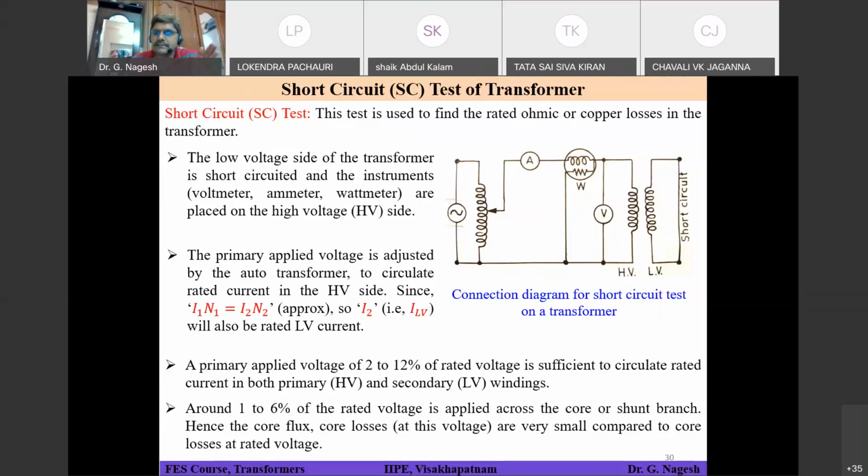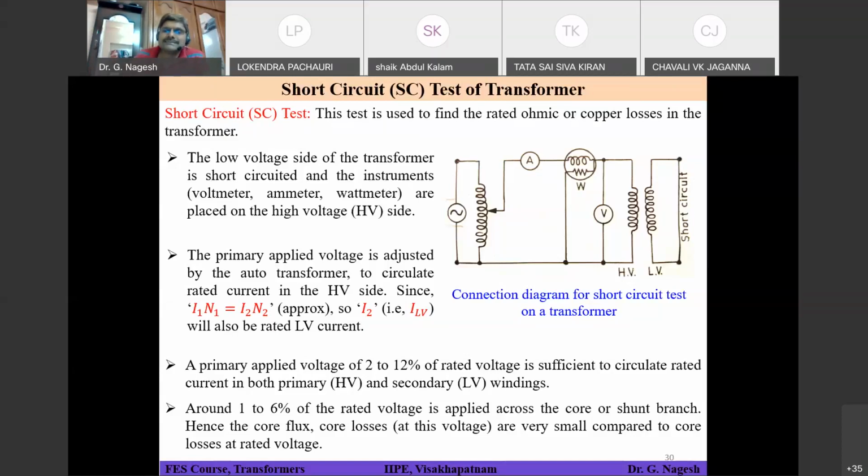What is the rated current on the primary side? 20 kVA is the transformer rating, 100 volts is the primary voltage, the LV side value. So 20 kVA divided by 100 gives 0.2 kVA, that means 200 amperes. That is called the rated current on the primary side. What is the rated current on the secondary side for the same transformer if your secondary voltage is 1000 volts? 20 kVA divided by 1000, so it should be 20 amperes.